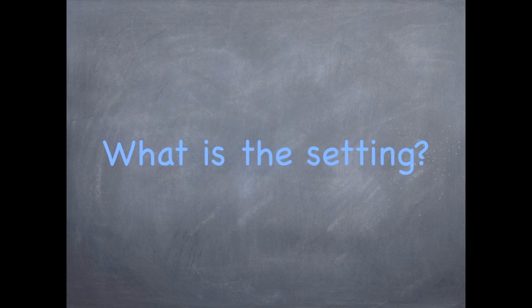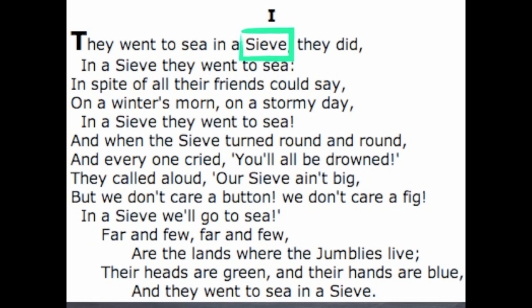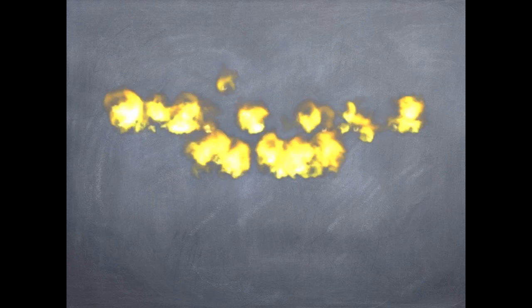So as we read the story, can we figure out the setting? They went to sea in a sieve. We know they were at sea. I don't really know what a sieve is, but that's okay. And we know they went to sea on a stormy day on a morning in the winter. So now on to step 3.